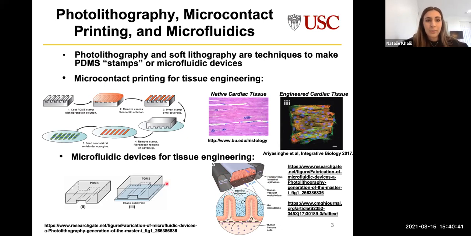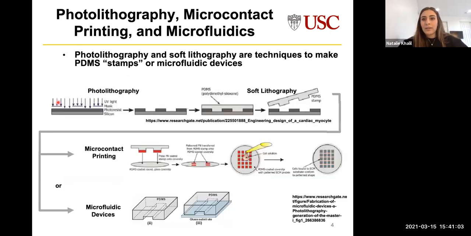So the commonality between microcontact printing and microfluidic devices is that we're starting with a similar PDMS substrate that has features on the scale of cells, or microscale features. So how do we actually make a biomaterial with features that small? That is where our two microfabrication techniques come in. These are called photolithography and soft lithography. And they're essentially techniques to make PDMS stamps for microcontact printing or microfluidic devices.